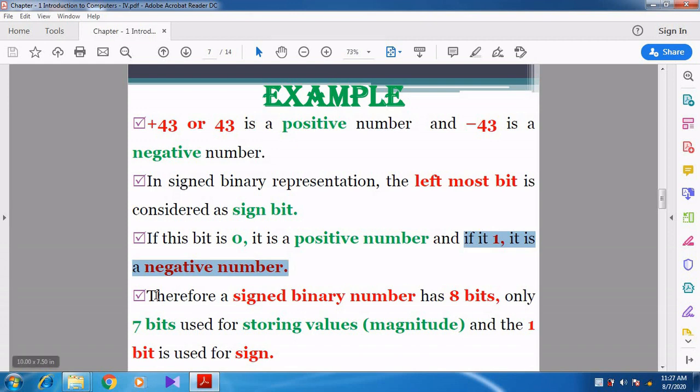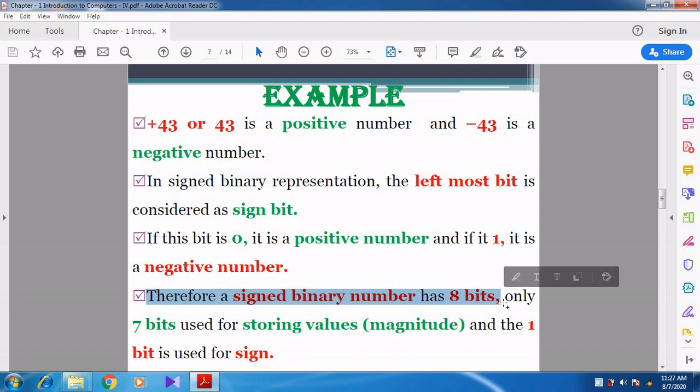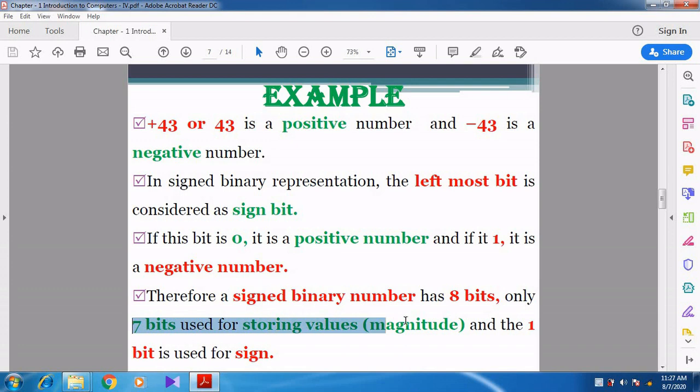Right. Therefore, a signed number has 8 bits. Only 7 bits are used for storing values. So there will be 8 bits in the binary number, and of those 8 bits, 7 are used only for storing the value. What about the last bit? The 1 bit is used for storing the sign. That is called the sign bit or parity bit.